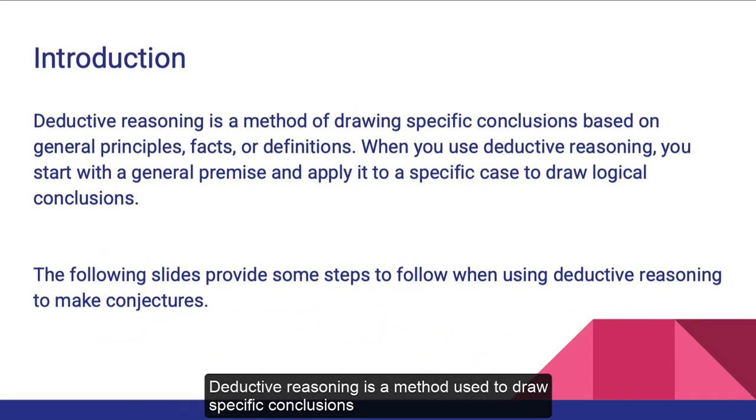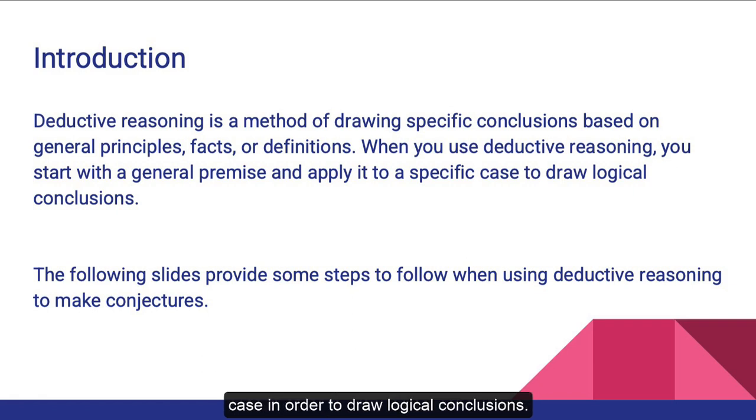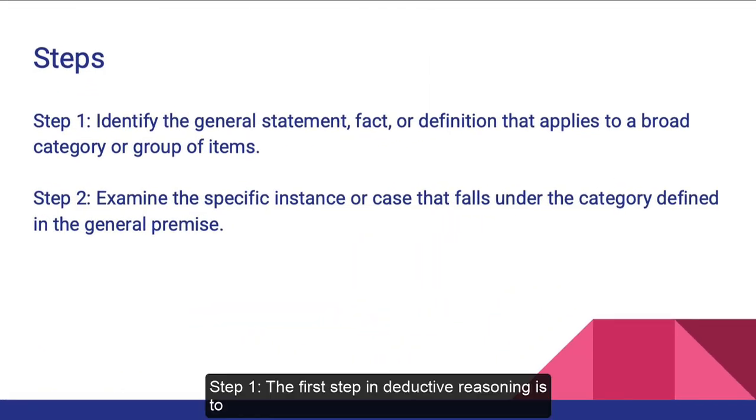Deductive reasoning is a method used to draw specific conclusions based on general principles, facts, or definitions. It involves starting with a general premise and then applying it to a specific case in order to draw logical conclusions. Step 1. The first step in deductive reasoning is to identify the general statement, fact, or definition that applies to a broad category or group of items. This provides a foundation for the reasoning process.